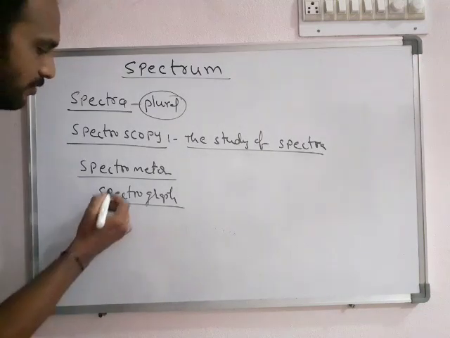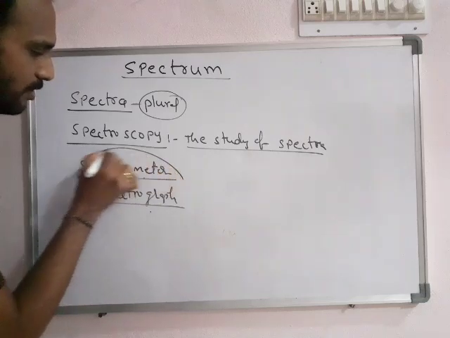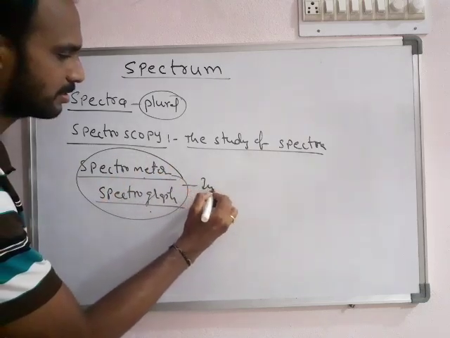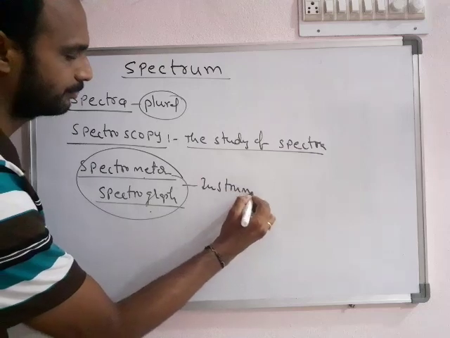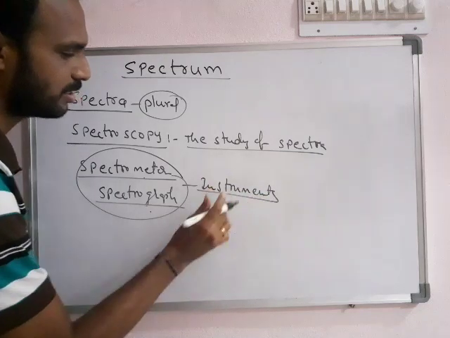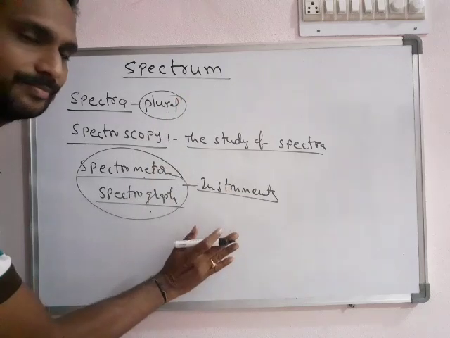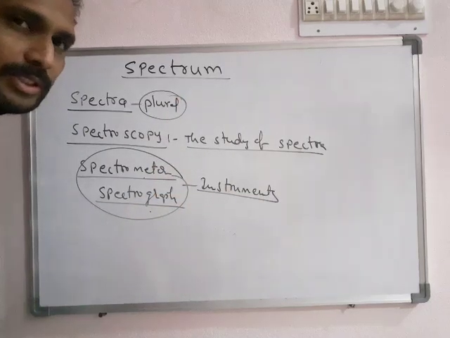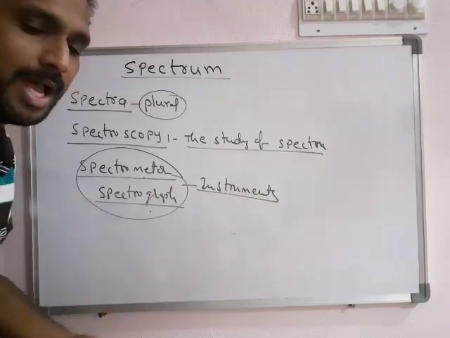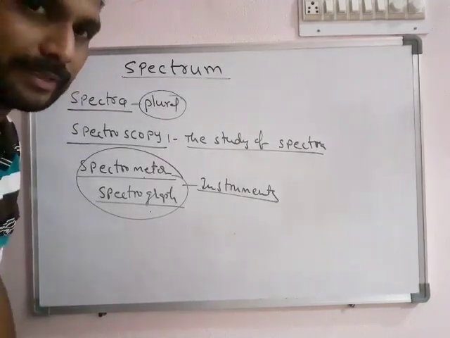So here you see spectrometer, spectrograph. So these are the instruments used to take the spectrum of an element. Okay, so this is about spectra. What is spectra and what is the importance of spectra?